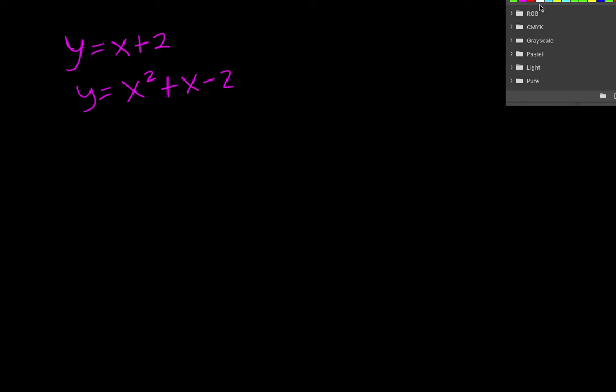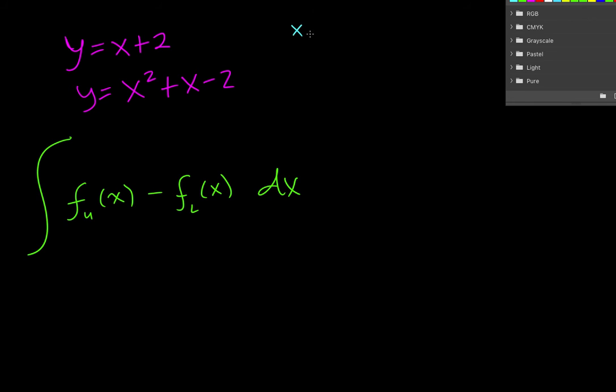All right, so a couple things. We want to put this into an integral, and what we're going to do is take the upper function minus the lower function and then integrate. So we need to find the upper function, and we need to find where they intersect first. So we're going to set them equal to each other.